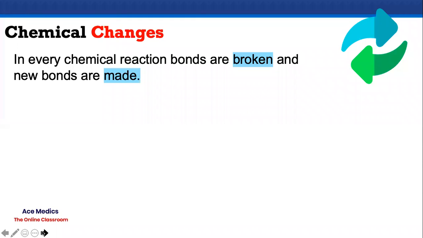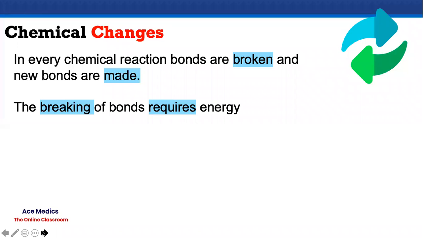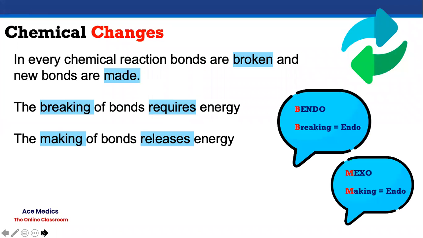So that'll be the end for balancing equations. Now we're going to move on and look at chemical changes, okay? In particular, we're going to look at what is actually happening when a chemical reaction takes place, okay?